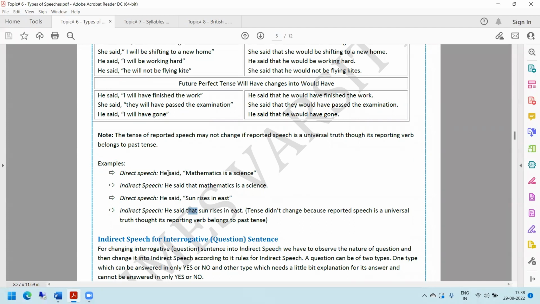So you can see here this reporting verb is in past tense, and the reported speech is maybe a universal truth.